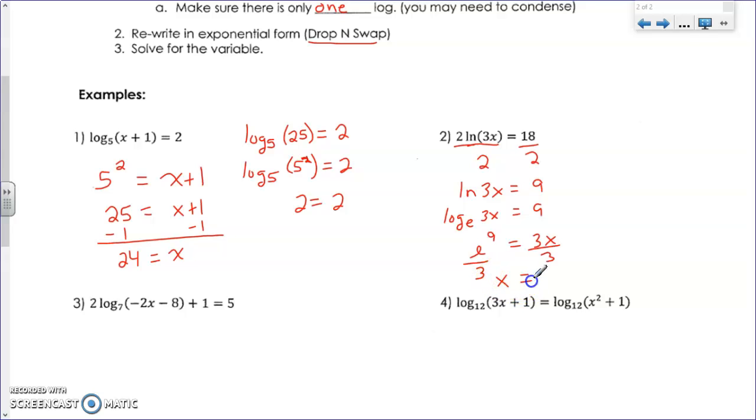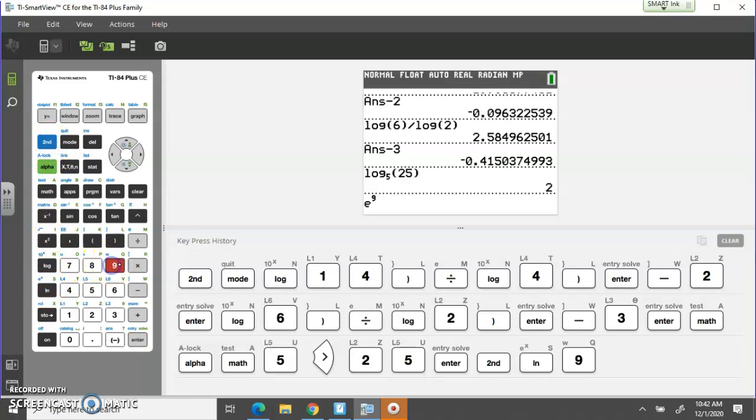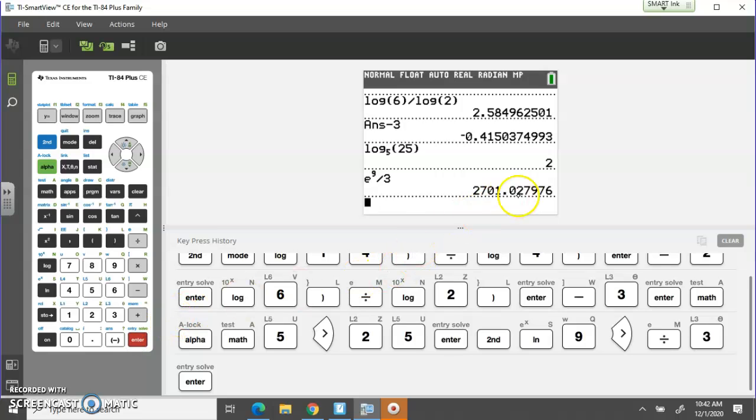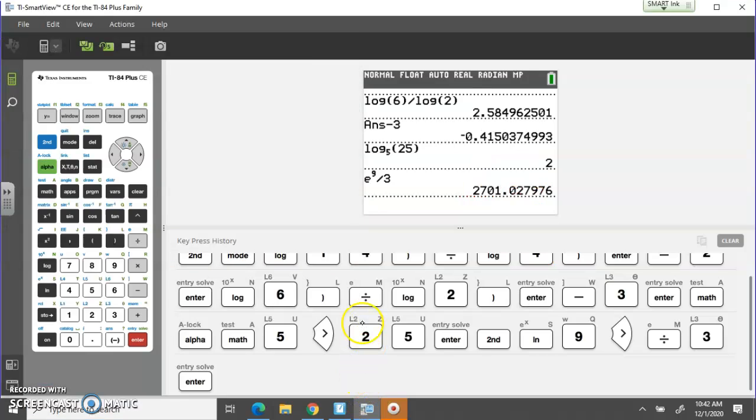So x is going to equal, we'll go to our calculator, and we're going to put e to the 9th. e is here above ln, so we hit second e to the 9th, move over, and divide that by 3, and that's going to give me 2701.028. We'll tell you what to round to.